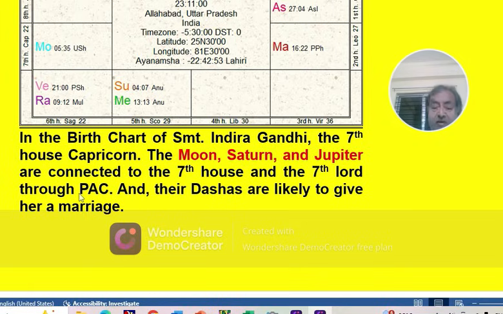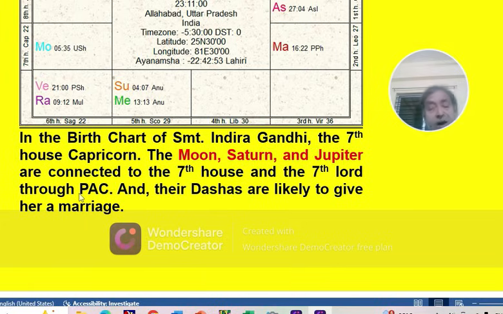In the birth chart of Srimati Indira Gandhi, the 7th house is Capricorn. The Moon, Saturn, and Jupiter are connected to the 7th house and the 7th lord through PSC. Every astrological student must know, and every astrologer is expected to know, PSC. It is a common abbreviated term and a very popular abbreviation among the astrological community: Placement, Aspect, Conjunction.